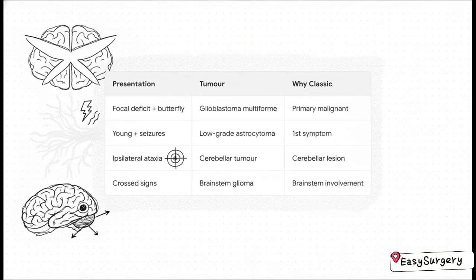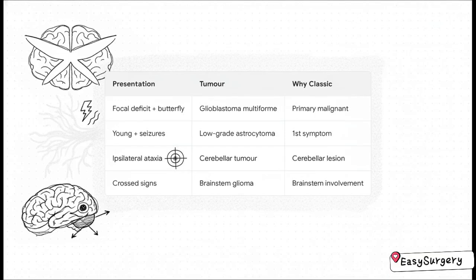Now, what's really interesting about this next batch is the contrasting timelines we're going to see. Let's go through it. Classical presentation, rapidly progressive focal deficit, plus a ring-enhancing lesion crossing the corpus callosum, the quote-unquote butterfly lesion. Tumor, glioblastoma multiforme, or GBM. Why it's classic? Most common primary malignant brain tumor in adults. Contrast that rapid timeline with the next row. Classical presentation, young patient with long history of seizures. Tumor, low-grade diffuse astrocytoma. Why it's classic? Seizures are often the first presenting symptom. See that difference? Okay, next.